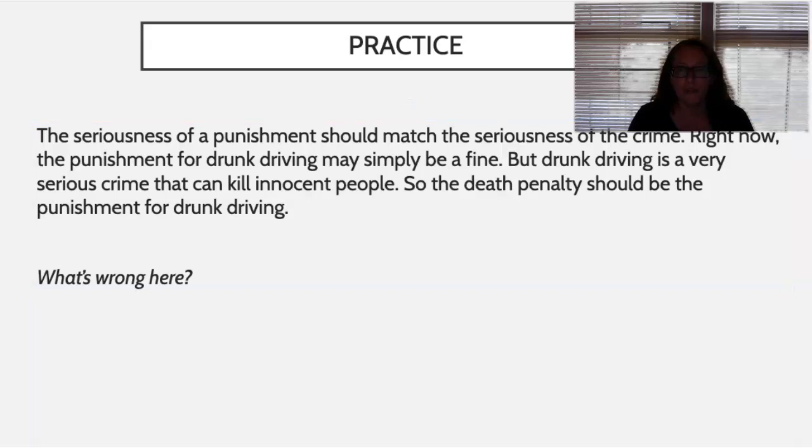"The seriousness of the punishment should match the seriousness of a crime. Right now, the punishment for drunk driving may simply be a fine, but drunk driving is a very serious crime that can kill innocent people. So the death penalty should be the punishment for drunk driving." Hopefully you picked up on a couple of things wrong here. One, they say the word serious a whole lot. Seriousness of a punishment should match the seriousness of a crime. Drunk driving is a serious crime. And then they jump to the death penalty.